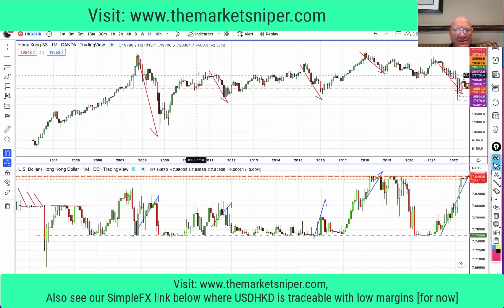Again, when we had the sell-offs in and around 2011, into the mid to late 2011 lows, you also had a weakening in the peg. The blue lines, the red lines, the arrows.